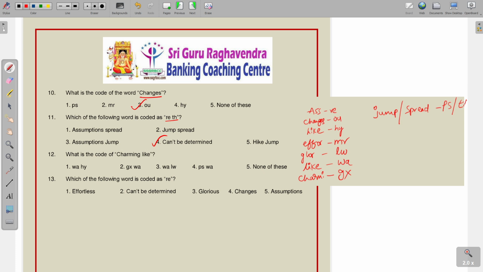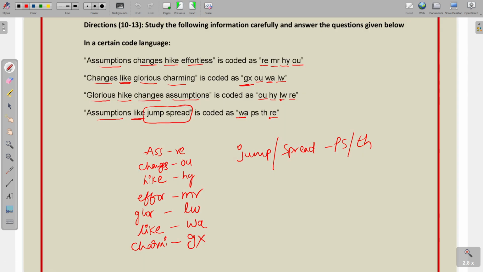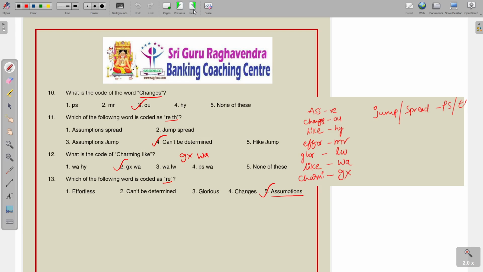And next, what is the code for charming like? Charming is GX and like is WA. GX and WA, option 2 is the answer. And next, which of the following words is coded as RE? RE is obviously option 1, assumption. So it is the coding and decoding. Those who are beginners, you have to practice like this and then move on to the questions.